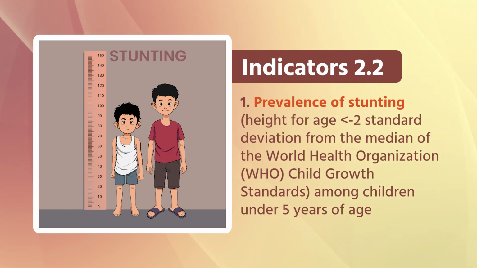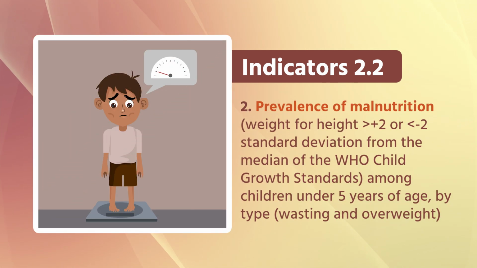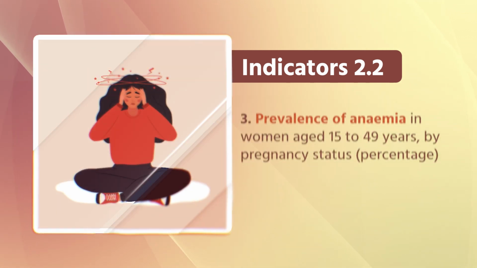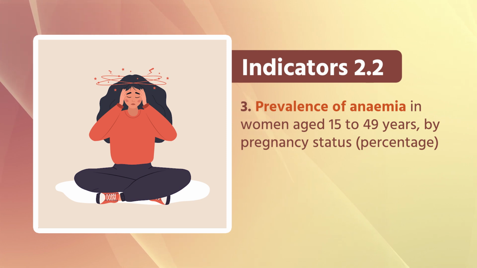Children under 5 years of age. And the second indicator is the prevalence of malnutrition, that is weight for height Z score, which should be between +2 and -2. In the same way, the third indicator for this target is the prevalence of anemia, because malnutrition is also related to anemia. The prevalence of anemia in women aged 15 to 49 years, reproductive age, by pregnancy status, should be regularly checked.